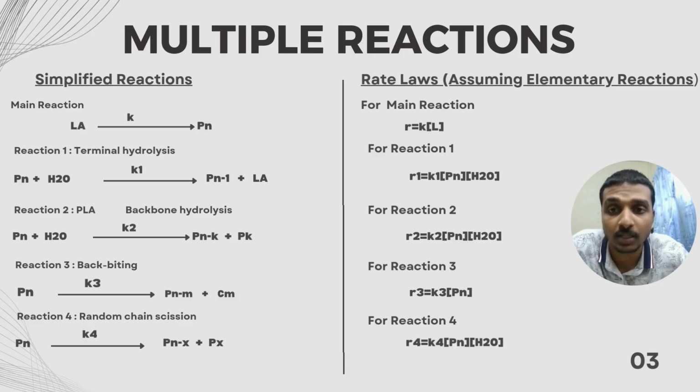Here are simplified reactions of the selected reactions, containing main reactions 1, 2, 3, and 4. And here are the rate laws of each of the reactions, assuming elementary reactions.